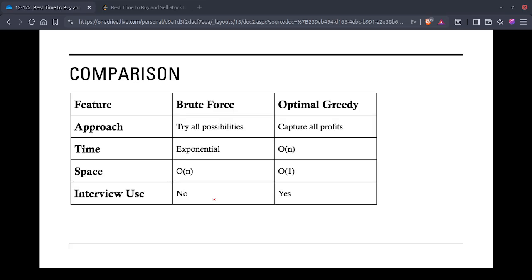So let's quickly compare both solutions. The brute force solution is the slow one, with exponential time complexity, and not useful for an interview. But the optimal greedy solution is fast, with big O of n time complexity, and space complexity of big O of 1, which are very important for the interview.